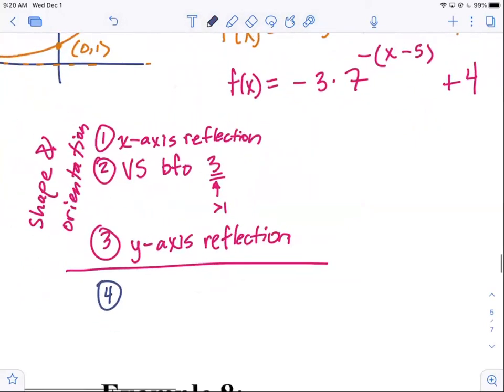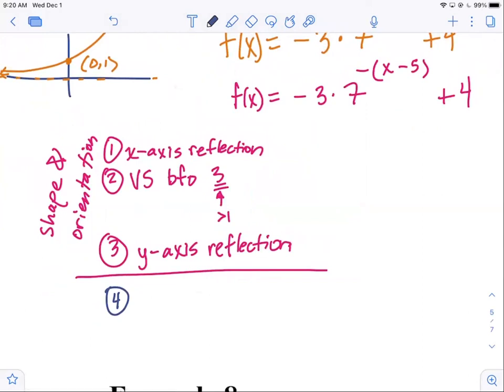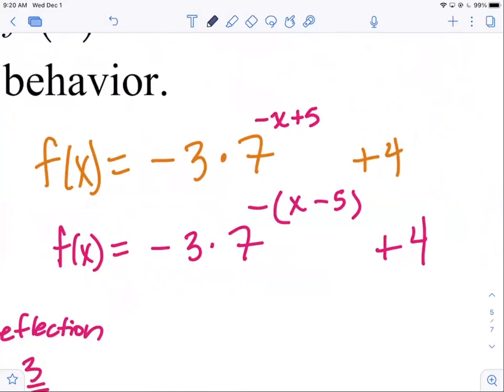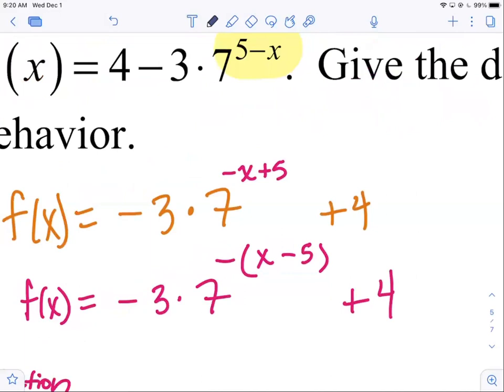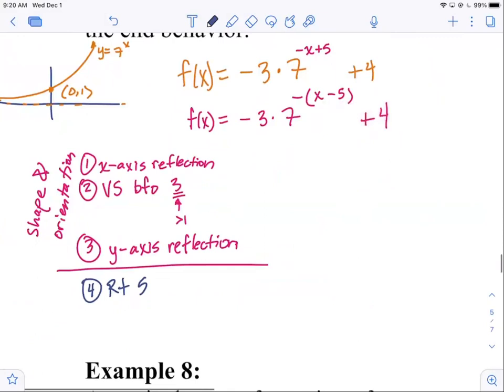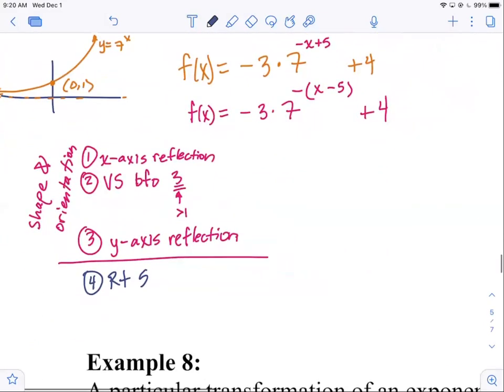So what does the -5 do? Right 5. Yep. It's always the opposite of what it appears in the equation. So -5, you might think left 5, but it's right 5. And notice if you didn't factor it out, you might say, oh, +5, that's actually left 5, but it's not, okay? So it's right 5, and then the +4 is up 4. It's outside, so it's exactly as it appears. It affects y values. These affect the location of the graph.